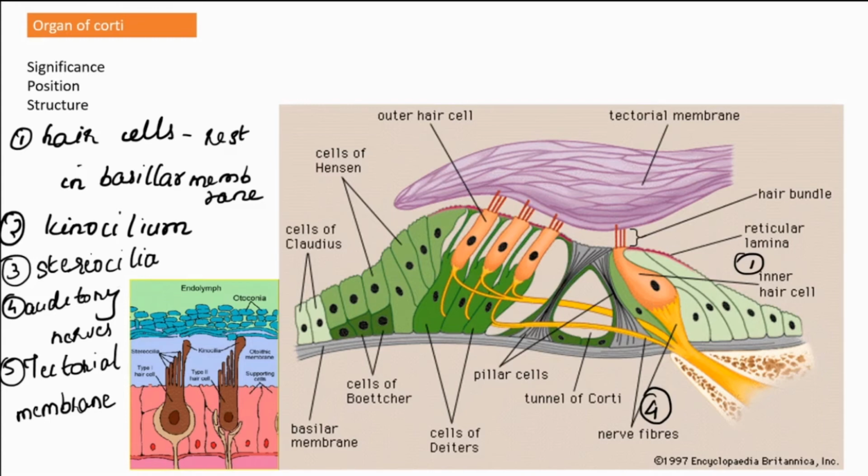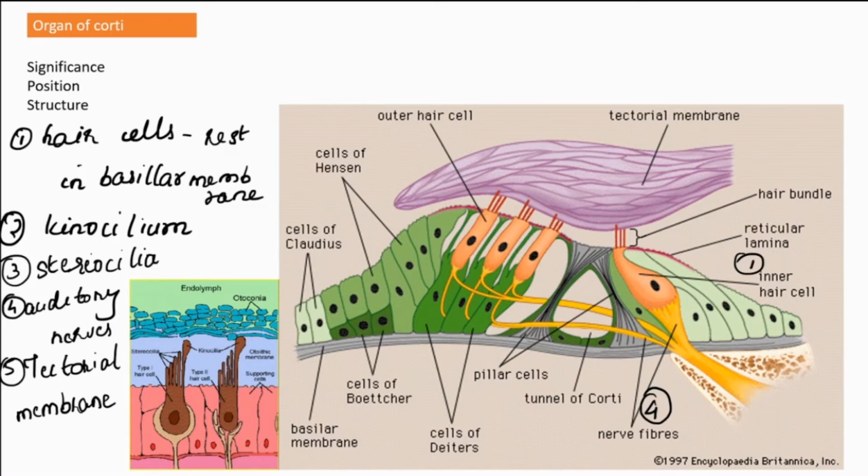Next, the auditory nerve. We can see that from the base end of the hair cell emerges a nerve. The base end of this hair cell is synapsing with a nerve. The name of that nerve is the auditory nerve. That auditory nerve is then passed over to the brain for making the hearing sensation. That's about the structure of the ear.